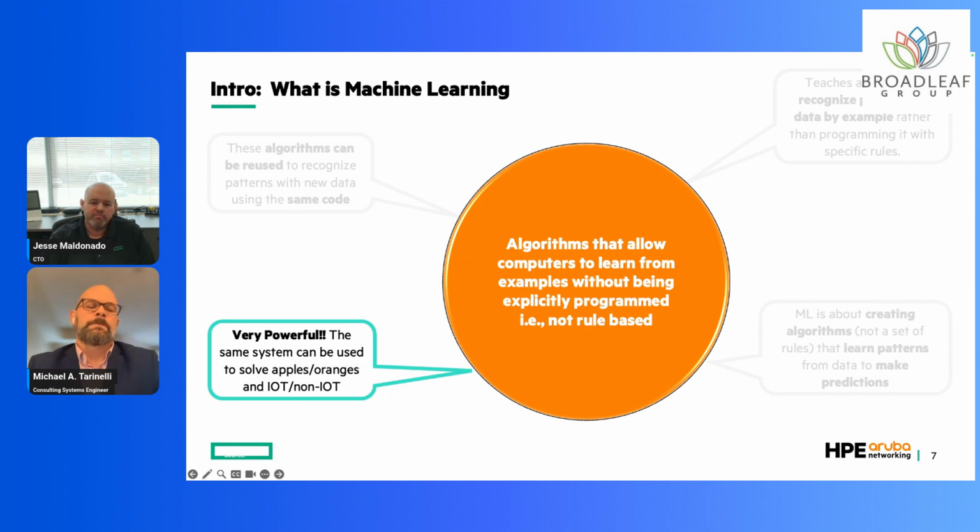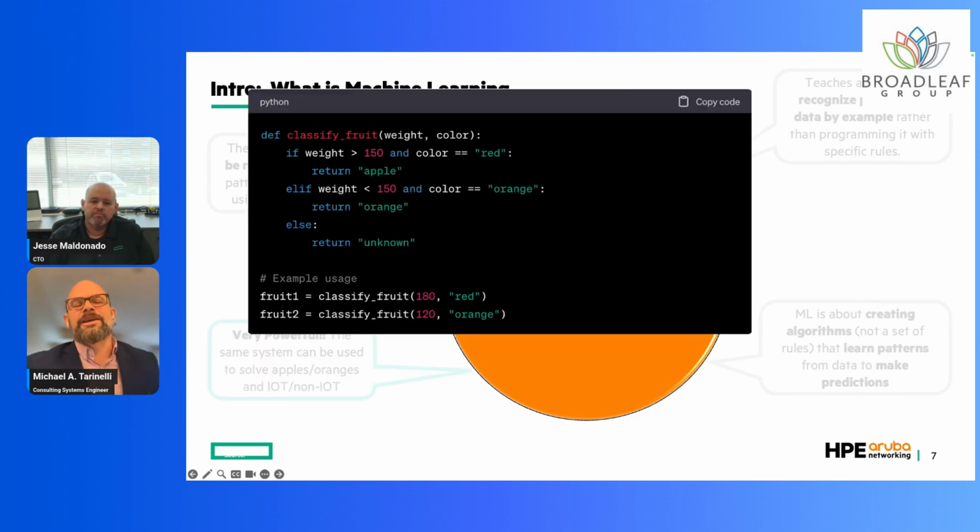Makes sense. Awesome. So just real quick, in case you don't know what I mean by rules-based code, here it is. We all know from our basic computer science logic class the concept of an if-then-else statement, right? So here I'm talking about apples and oranges. So I'm saying, hey, if the weight of the fruit is greater than 150 grams and its color is red, it's an apple. And if it's less than 150 and its color is orange, then return orange. But that's kind of the end of my rules. Anything else is an unknown.